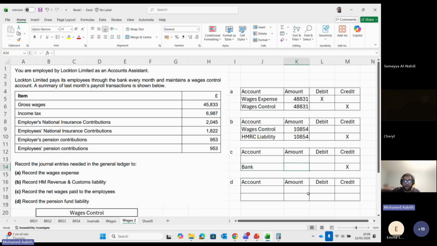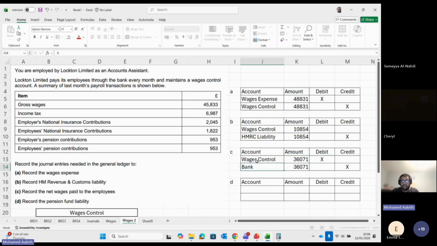So what we know now, your salary is 45,833. Take away your income tax, 6,987. Take away the employee's national insurance and take away their pension, 953. So those three will go out of your wages. The amount you finally get is 36,071 pounds. So again, we're going to use our good old wages control account to distribute this one, 36,071, and this will be the debit entry.